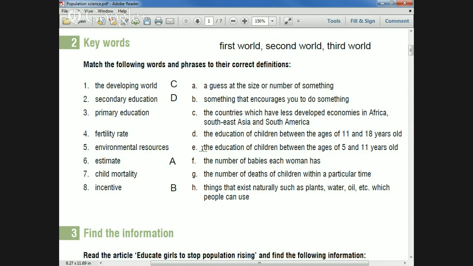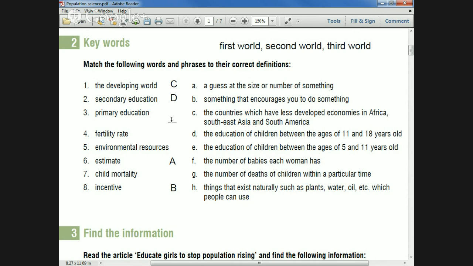Okay, E. Javier, can you speak? See if we can understand you this time. Okay, we're going to skip you just for now. Helena, could you read number E, letter E? Okay. The education of children between the ages of 5 and 11 years old.